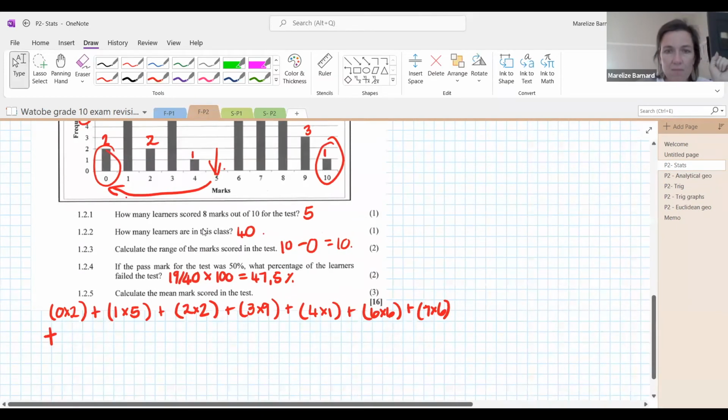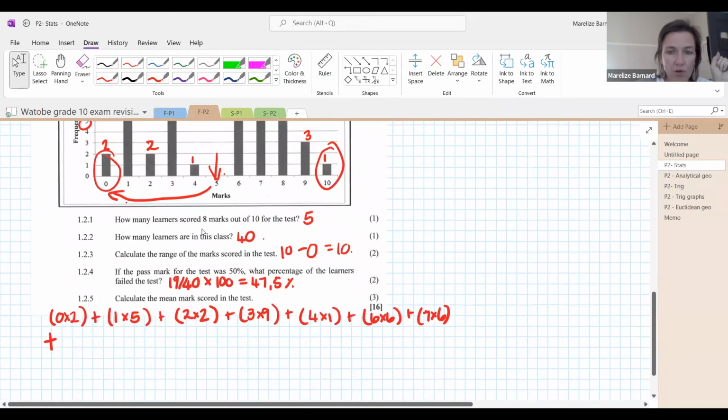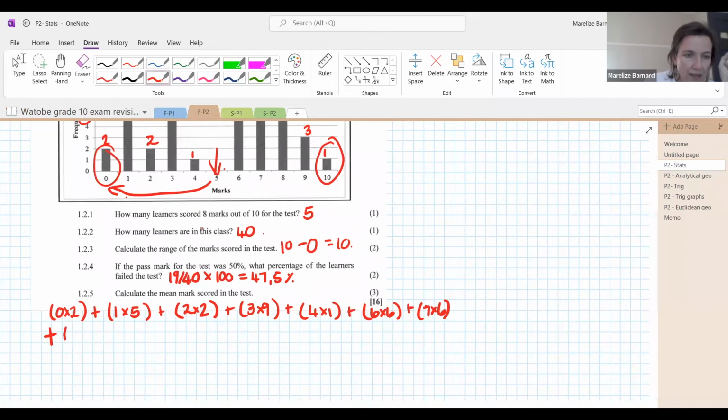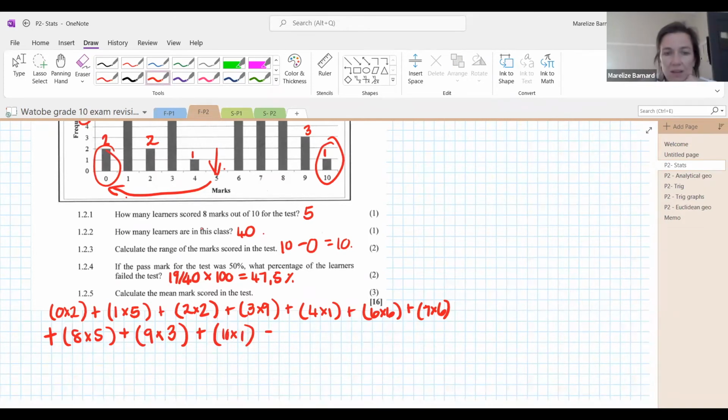Quite a long sum. And then 5 people got 8. So 8 times 5. And then 3 people got 9. 9 times 3. And then 1 person got 10. 10 times 1. Okay, so put that into your calculator very carefully and then pop your answer in the chat when you get it.